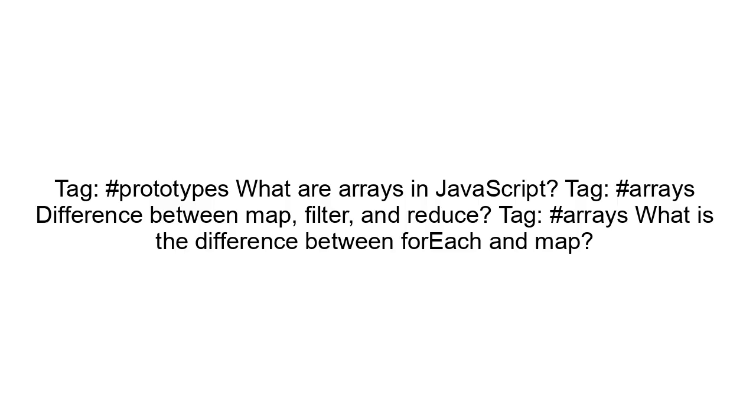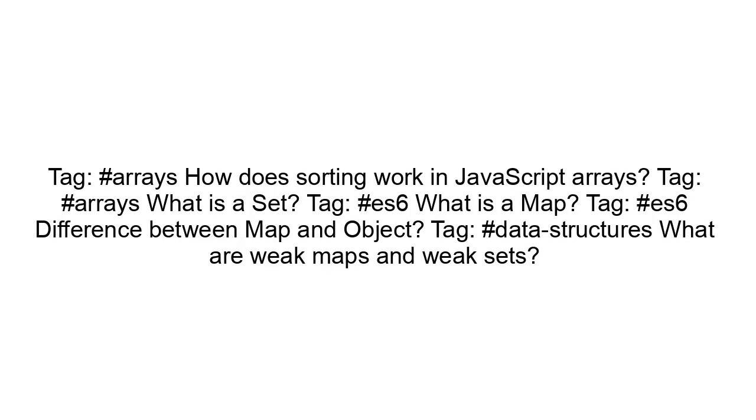Difference between map, filter, and reduce. Tag: arrays. What is the difference between forEach and map? Tag: arrays. How does sorting work in JavaScript arrays? Tag: arrays. What is a Set? Tag: ES6. What is a Map? Tag: ES6. Difference between Map and object. Tag: data structures. What are WeakMaps and WeakSets? Tag: memory.